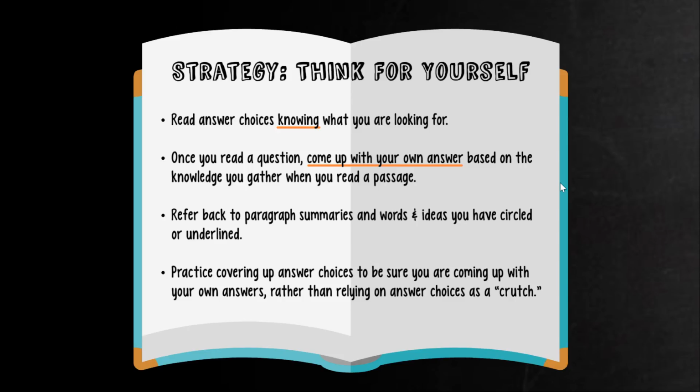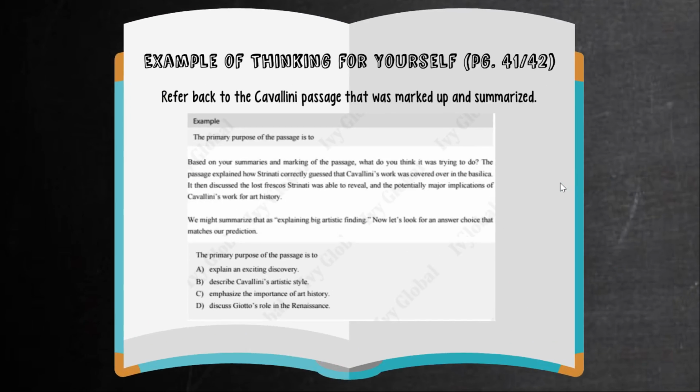And here's an example of thinking for yourself. It can be found on pages 41 and 42. Refer back to the Cavallini passage that was marked up and summarized previously. So it's just flowing through the book. You're trying to get the students to interact with both the book and with each other throughout the Prezi.